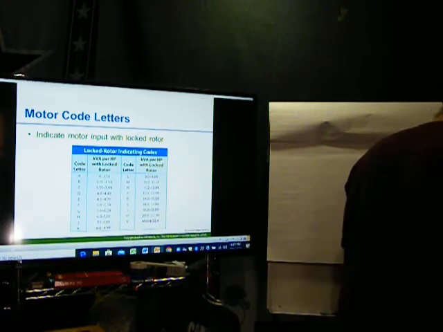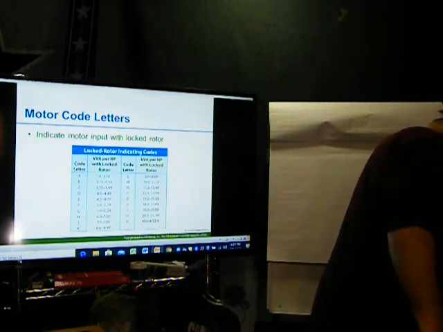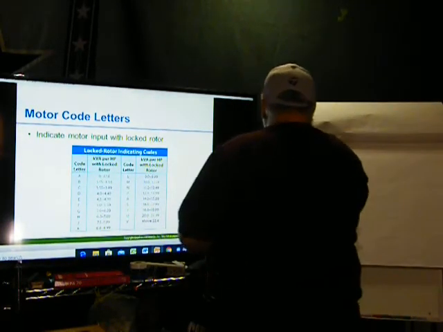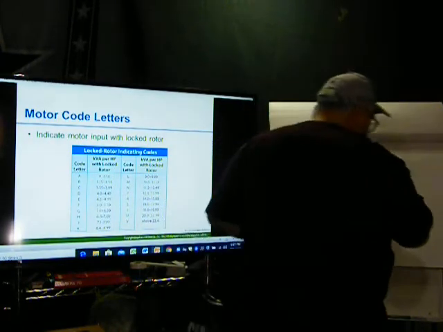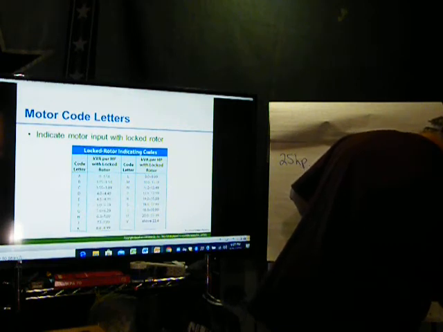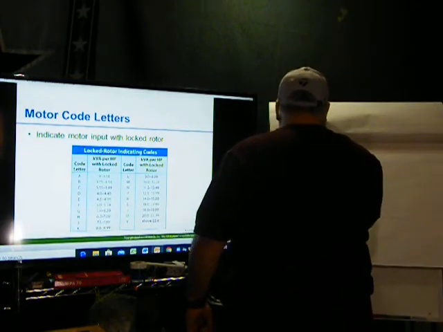And they got an example on 13.2. So they're giving us a 25 horsepower, 240 volt three-phase.